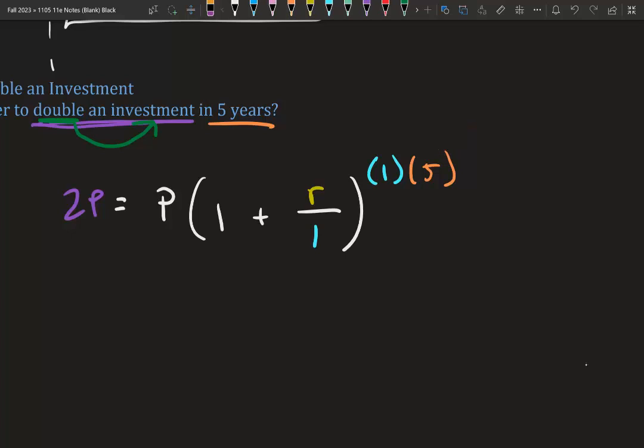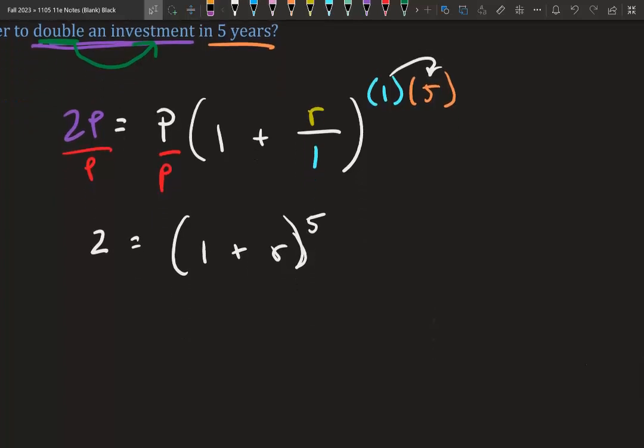So we can start simplifying. Because there's no plus and minus right there, we can actually divide by P. And when we do, we're left with 2 equals 1 plus r over 1, which is just r, to the power of 1 times 5, that's just 5. Alright, we still need to solve for r, and r is attached to an exponent of 5. That means we need to take the 5th root of each side, because what that does is it gets rid of our exponent.